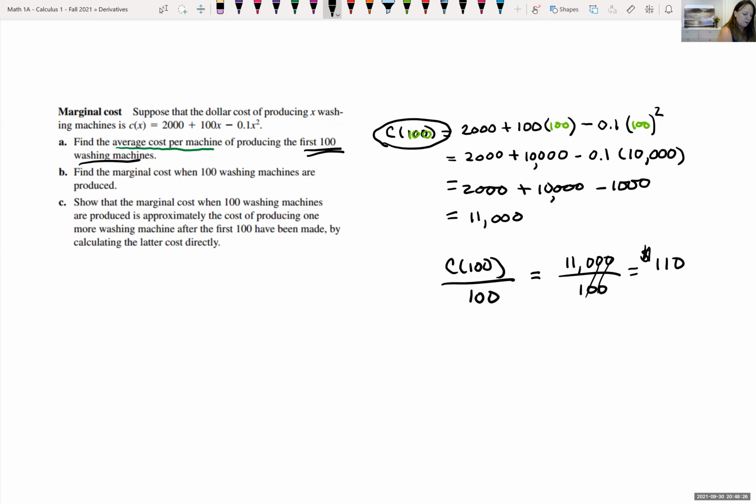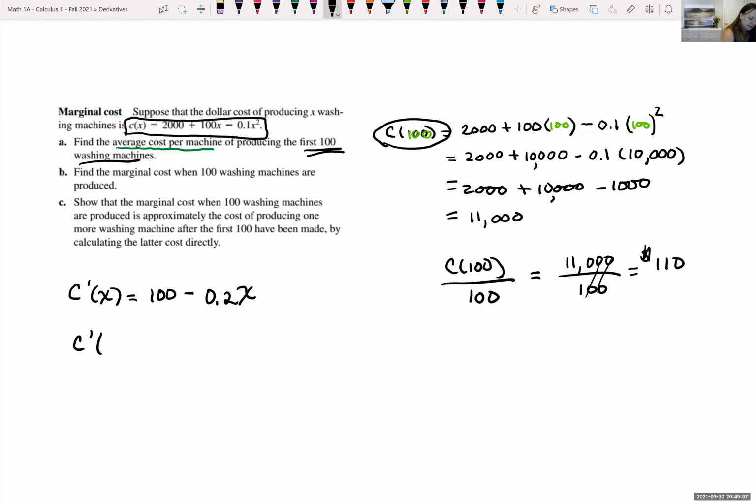Now when it says find the marginal cost, that's telling me I want to find the derivative of my cost function when I have 100 washing machines. So we want to find the derivative of this cost function. Since we have the tools, we can use the shortcut and use the general power rule. The derivative of the constant 2,000 is 0. The derivative of 100x gives us back 100, minus the derivative of 0.1x squared. Bringing down our power, we get negative 0.2, and subtracting 1 from our exponent, we get x.